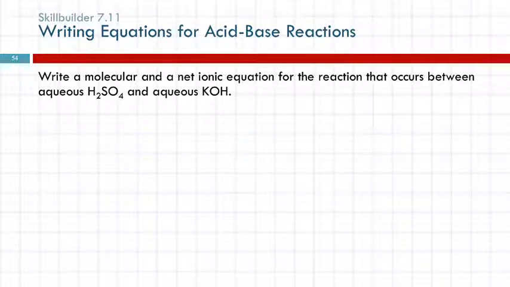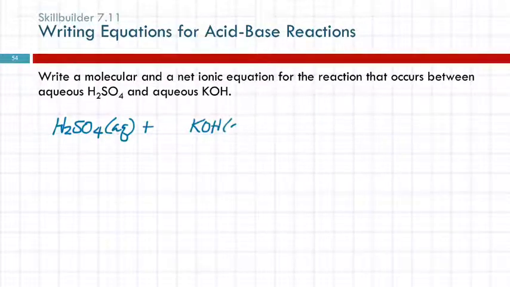So let's write molecular and net ionic equations for the reaction between aqueous H2SO4 and aqueous KOH. Which of these is the acid? This one starts with H, right? H2SO4 is the acid, and KOH is the base. A metal hydroxide is a base. Okay, so what we're going to do here is write these formulas. We've got H2SO4, it's aqueous, because they told us that. And we've got KOH, and they told us that that's aqueous.